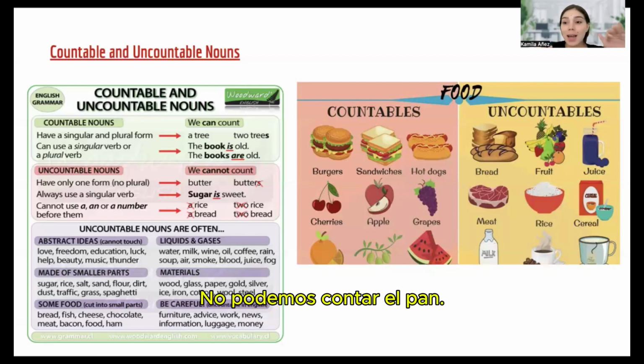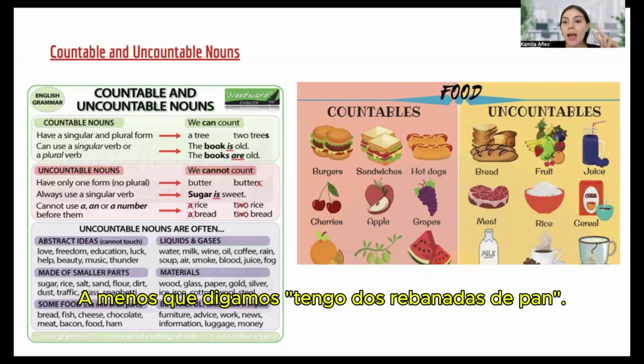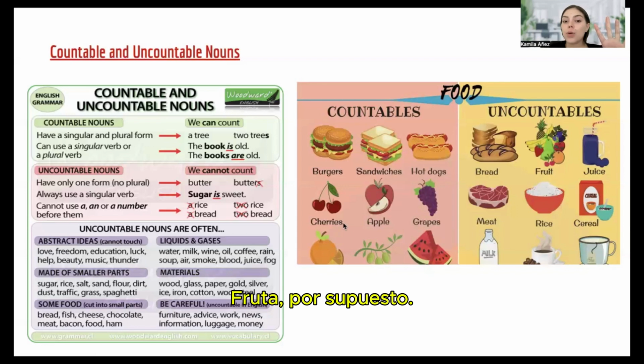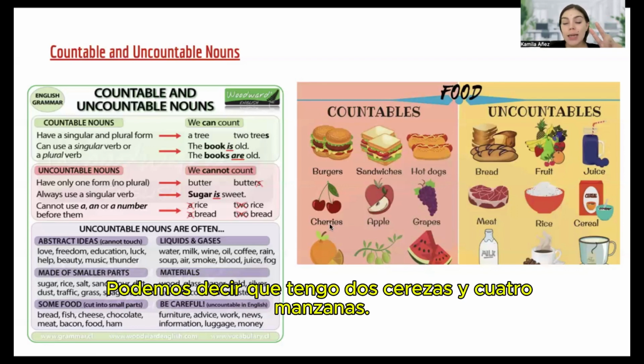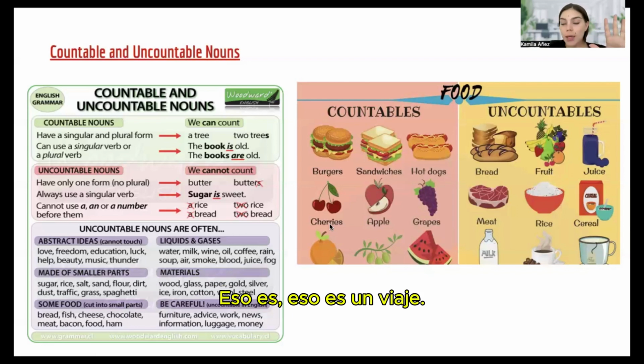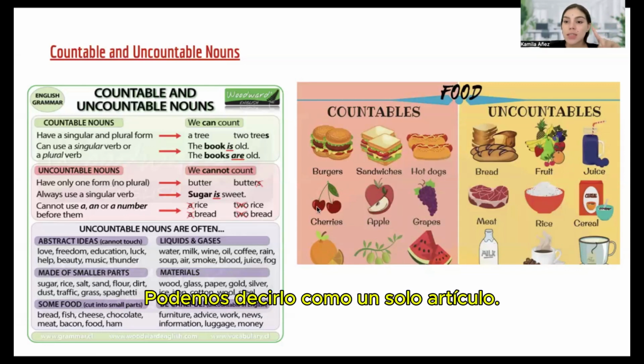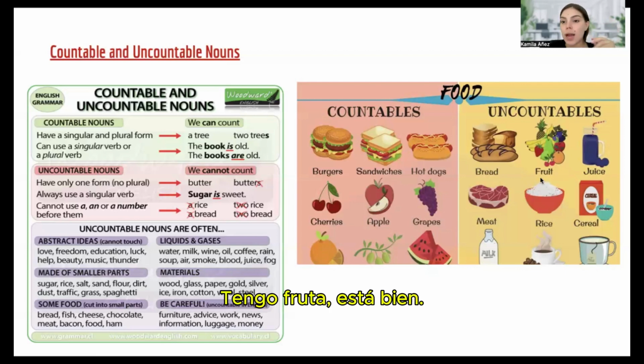Bread, we cannot count the bread. We can count the bread unless we say I have two slices of bread, but we cannot count it. Okay, it's an uncountable item. Okay, fruit, of course, we can say I have two cherries and I have four apples. That's all right. But we cannot say I have five fruit. No, we can say it just as a singular item. I have four cherries, three apples, seven grapes, but we can just say fruit. I have fruit.